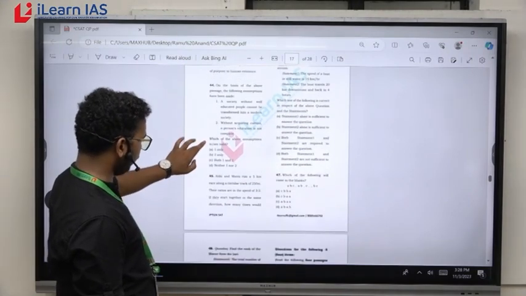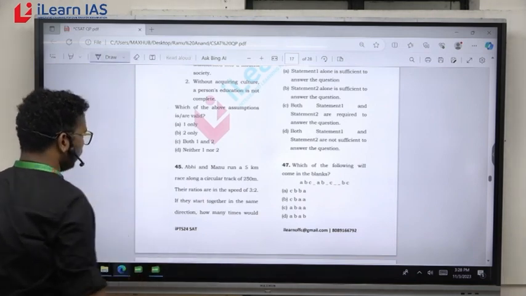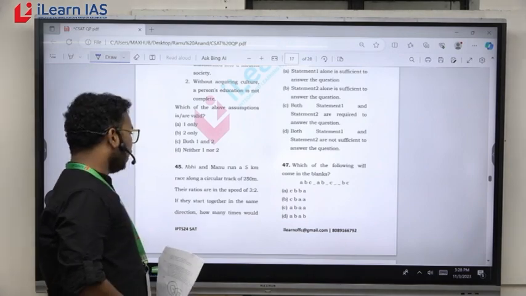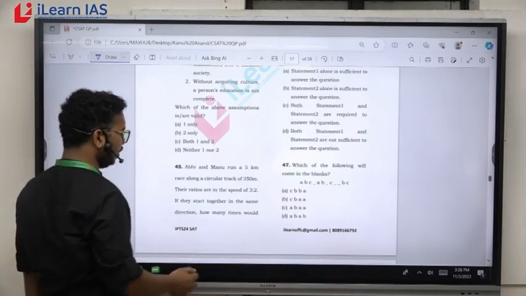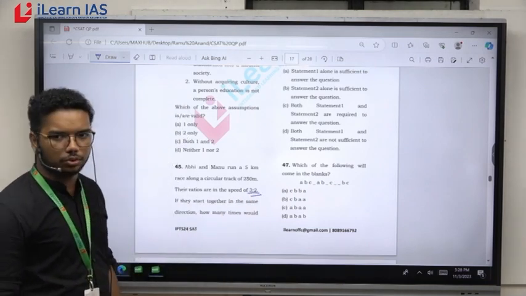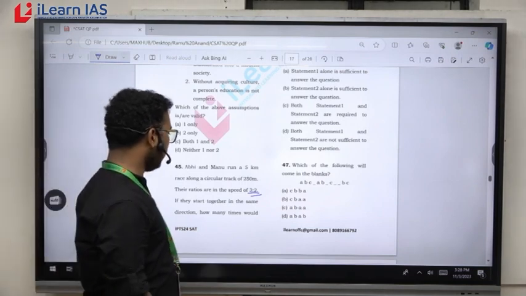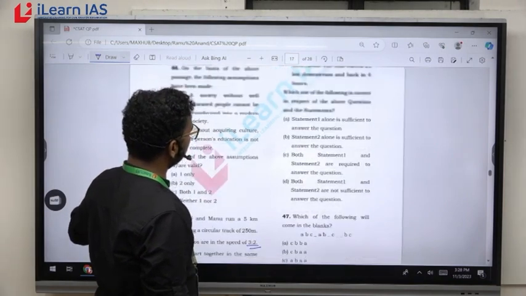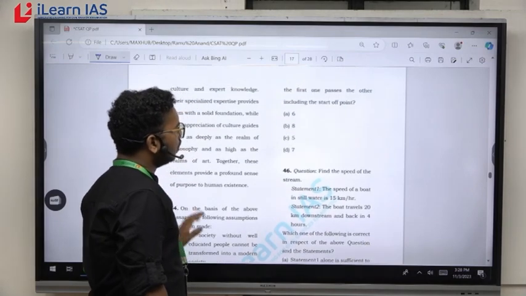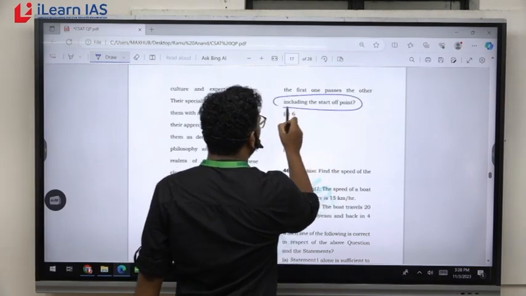Question 45. Abhi and Manu ran a 5-kilometer race along a circular track of 250 meters. Their speeds are in the ratio 3:2. If they start together in the same direction, how many times would the first one pass the other, including the starting point?